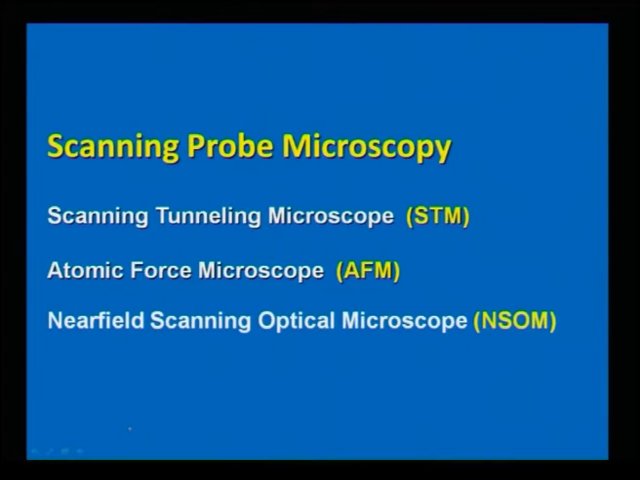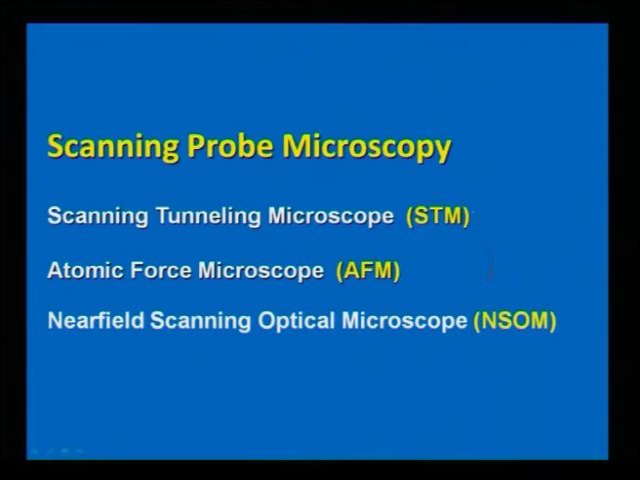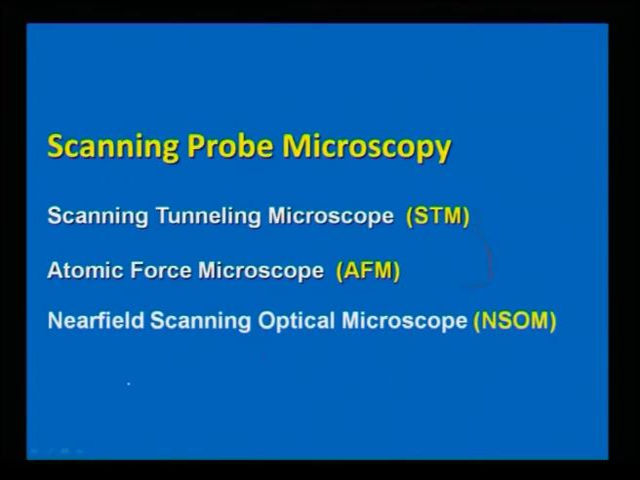So, as you understand, scanning probe means there is a probe which is going to scan the surface of a material, and these techniques are widely used for the study of surfaces, both external and internal. The first two techniques, scanning tunneling microscopy and atomic force microscopy, are both used for surface imaging of the material. On the other hand, near field scanning optical microscopy is used for both the surface and also the internal surfaces of the material. What I mean to say is that external and internal surfaces can both be imaged using near field scanning optical microscopy.